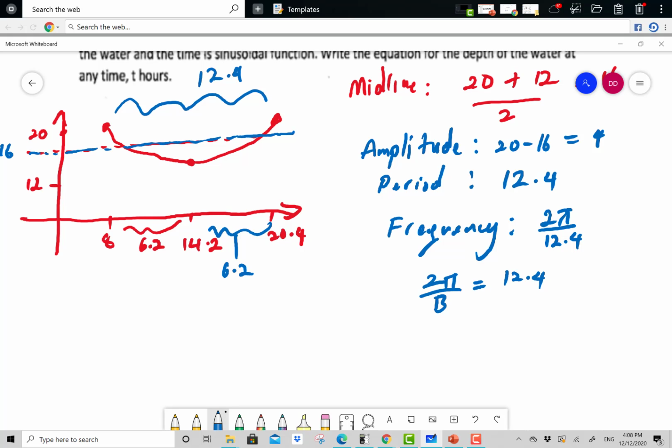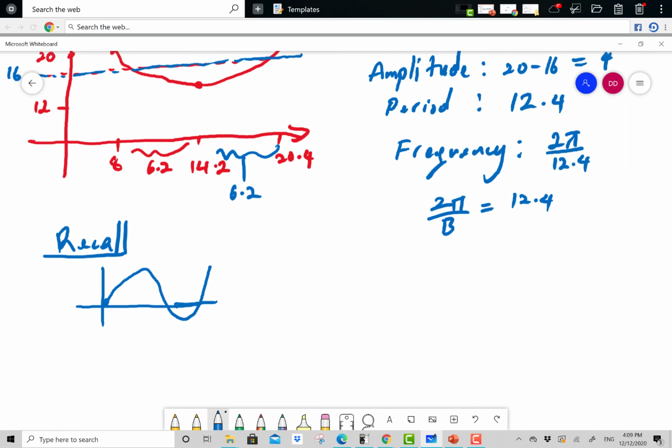Now, what I want to be very careful about is that we need to remember what the sine and the cosine graphs look like. So let's do a quick recall. I remember that the sine graph starts at 0, goes up, comes down, and looks something like that. Not drawn to scale, but you get the gist. The important thing here is that it starts exactly on the midline, goes up, then continues. So this is the sine graph.